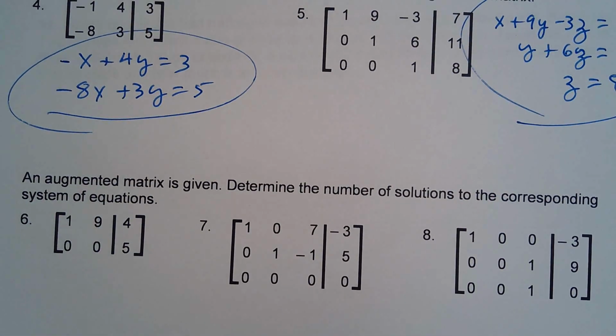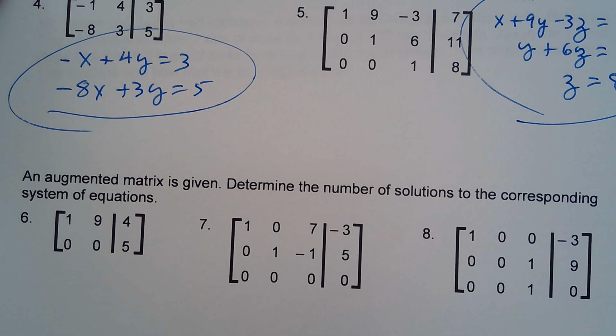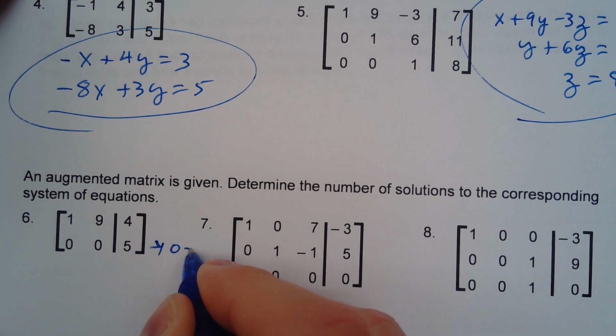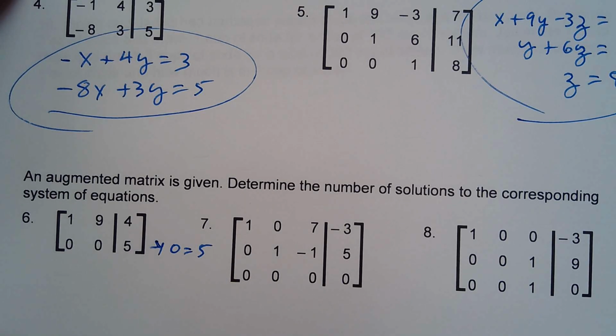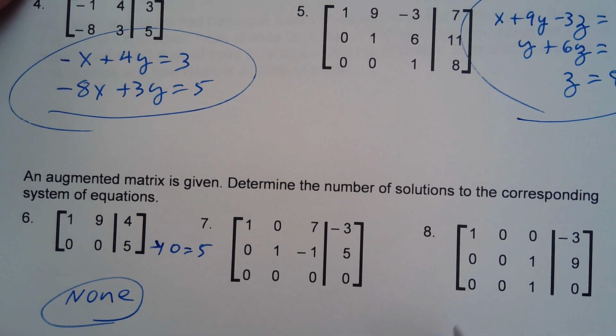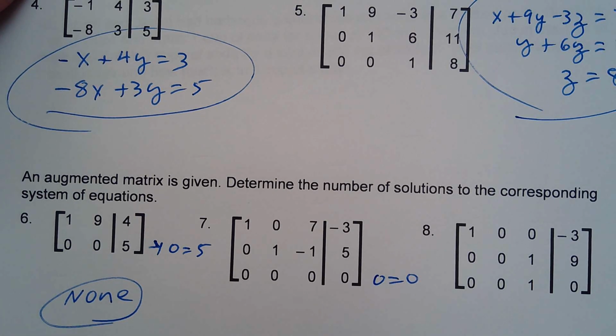So number 6, an augmented matrix given, determine the number of solutions to the corresponding system of equations. Well, this last line would say 0 equals 5. That means there's no solution. So there's going to be none for that one. This one is 0 equals 0. That's an identity. That's a dependent system, so it means there's going to be an infinite number of solutions here.